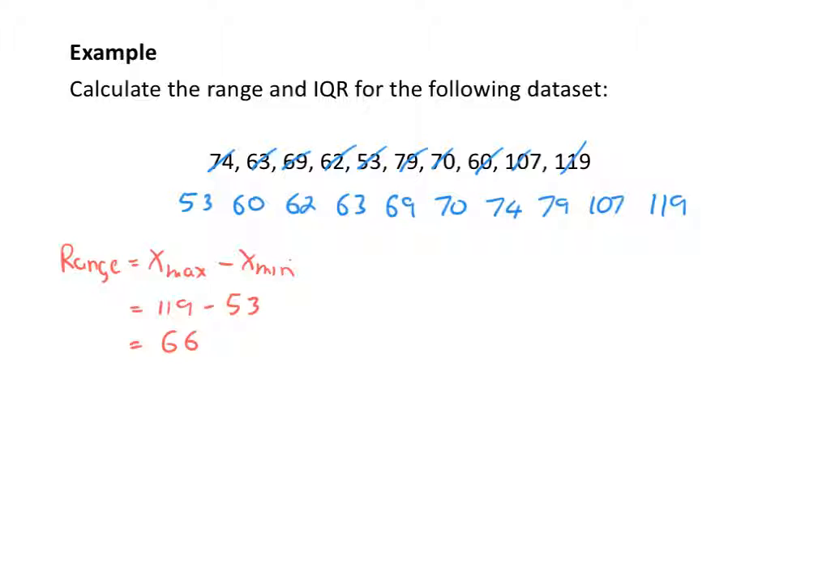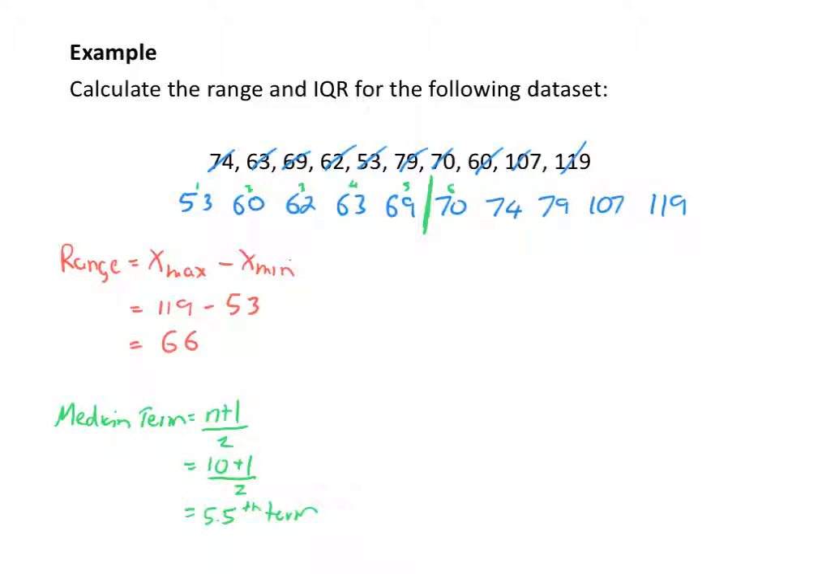Now to calculate the interquartile range, I need to split my data set into two. Now one way of doing that is to find the median term using the median term formula. So that's going to be n plus 1 divided by 2. There's 10 numbers in my original data set, so 10 plus 1 divided by 2. So I'm looking for the 5.5th term. So starting at the beginning, 1, 2, 3, 4, 5, 6. So my median number is going to be in between 69 and 70.